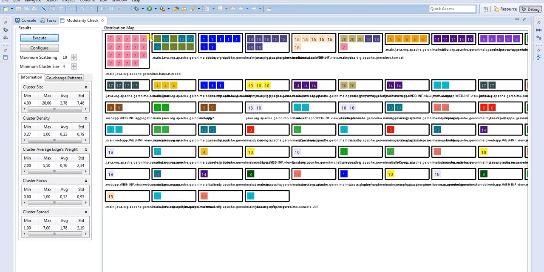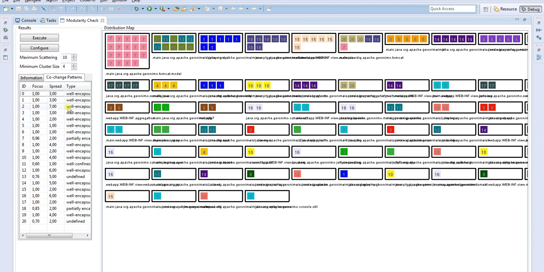The larger squares represent packages, the small squares represent classes, and the colors represent clusters. The distribution map provides two metrics, focus and spread. Focus measures what percentage of the package the cluster touches, and spread measures how many packages are touched by the cluster. We can observe here that most of Geronimo's packages contain a single color. This suggests that Geronimo is well modularized. From these clusters and from focus and spread, we can detect some kinds of patterns. For Geronimo, we detect two patterns, clusters well encapsulated and clusters partially encapsulated.